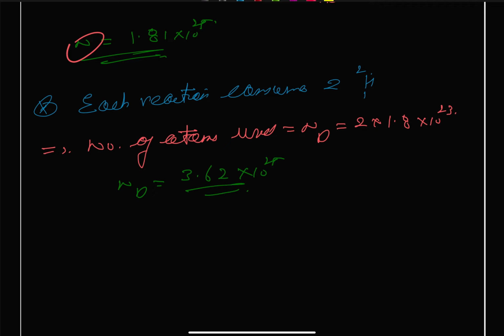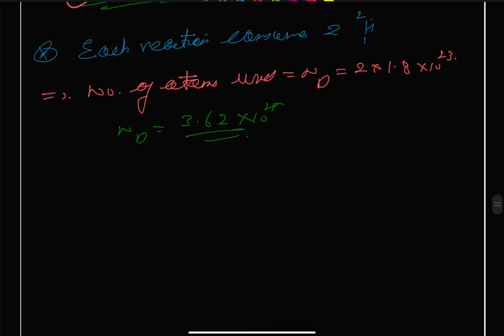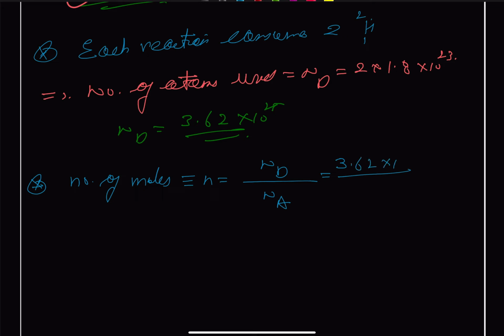Now we can convert this into moles because we need mass. The number of moles, small m, will be equal to N_D upon Avogadro number. N_D is 3.62 × 10^25, Avogadro is 6.022 × 10^23. This gives us 60.1.